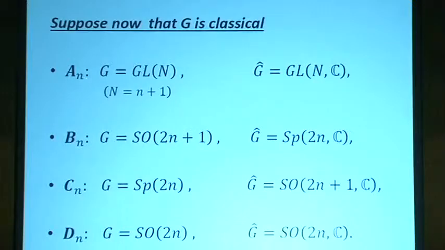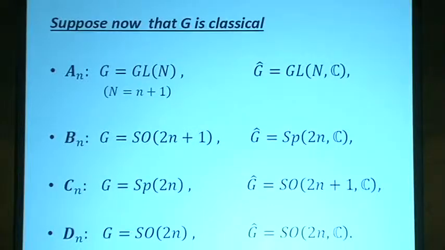So the family of type A_n, this is actually reductive, it's not simple, but that's okay. It's got a one-dimensional piece to it. And I'll take G to be GL_N, where N is little n plus 1. And then, as I've said, G hat is GL_N(C). And then B_n, for that I'll take an odd orthogonal group, SO(2n+1).